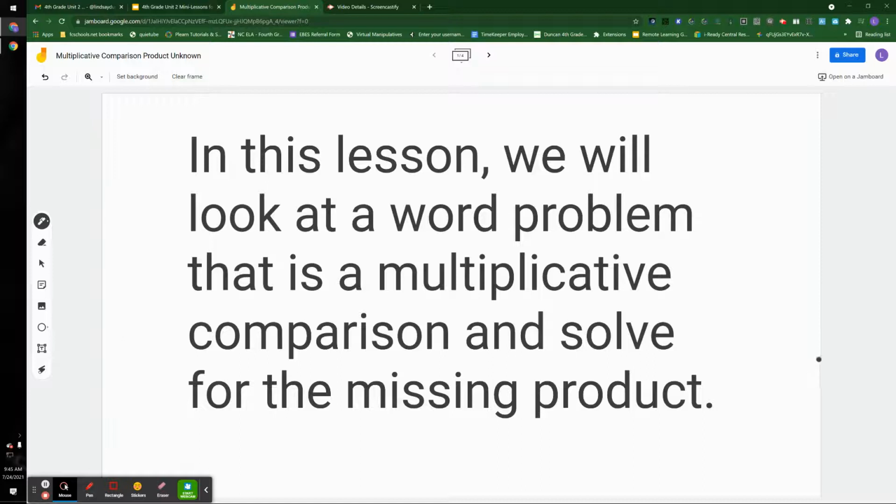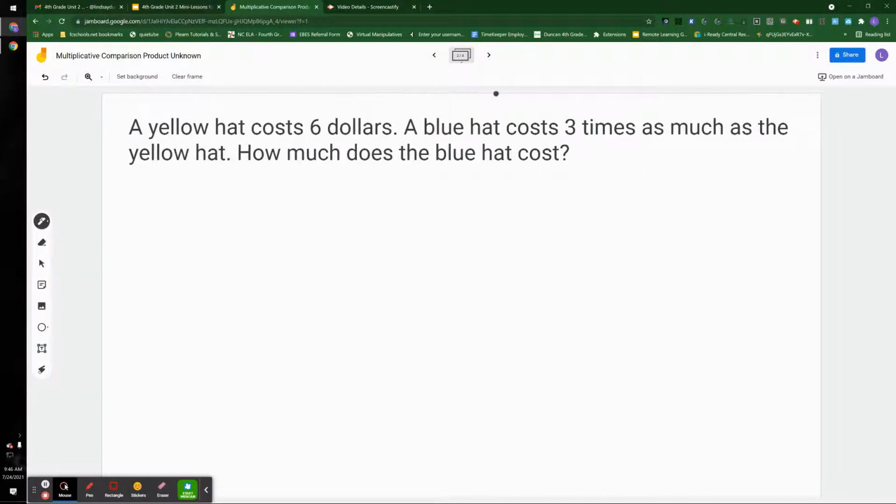In this lesson, we will look at a word problem that is a multiplicative comparison and solve for the missing product. Let's take a look at the word problem together. A yellow hat costs $6. A blue hat costs 3 times as much as the yellow hat. How much does the blue hat cost?